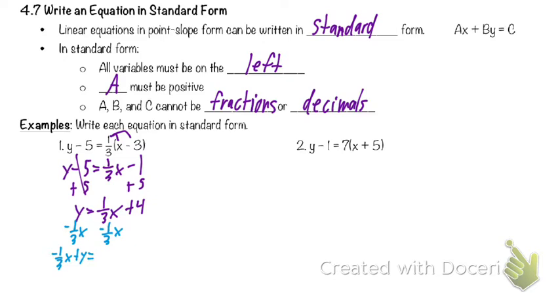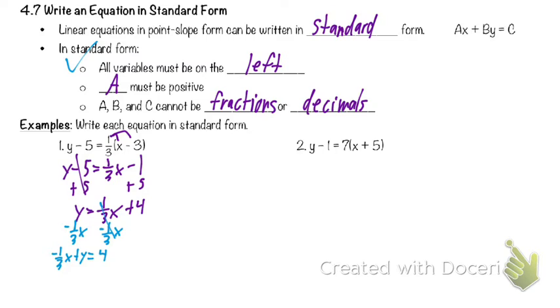So we have negative 1/3 x plus y equals 4. So now we have all the variables on the left, like it says we want them. But is A positive? Is the one with the x, A is with the x, is A positive right now? No. And do we have fractions? Yeah, we don't want either of those things.